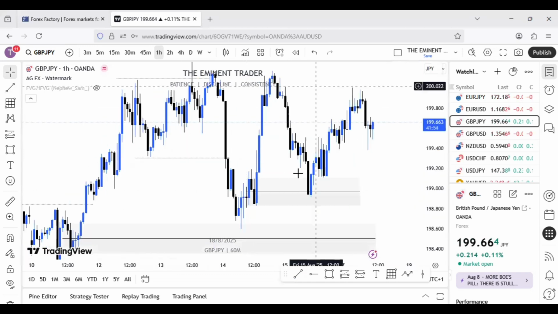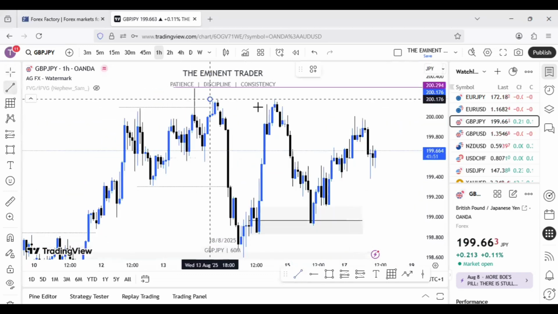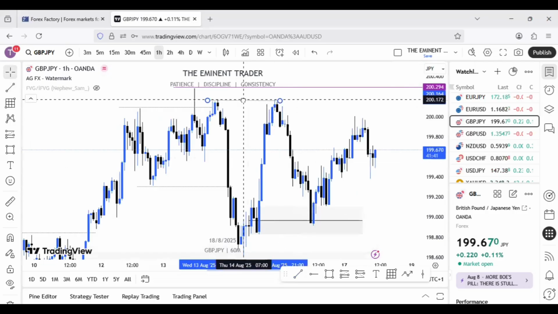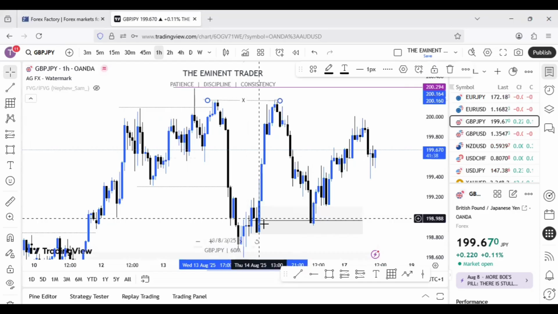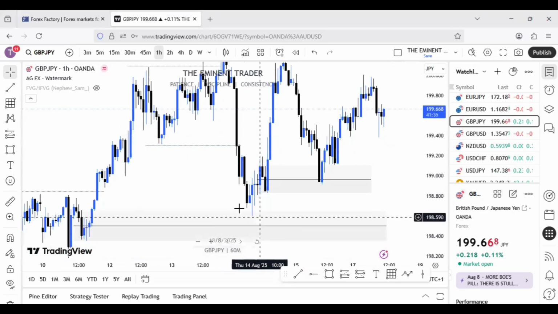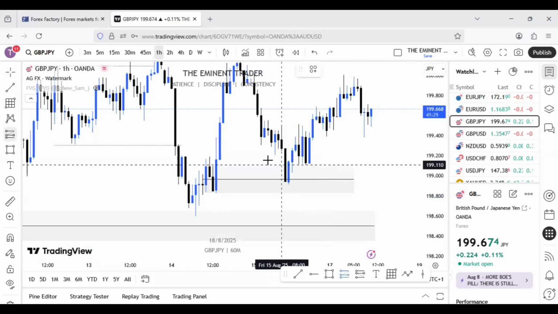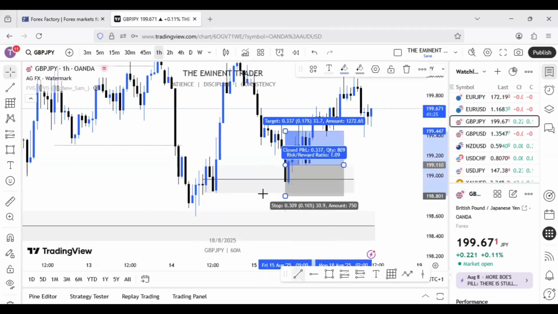Regardless, even if it did not break structure, it only sweeps liquidity. It did not break structure at all. But then it's still holding regardless because this area has already been mitigated. And there was an inducement before that entry, so this is the inducement.